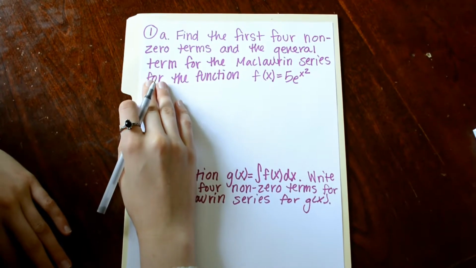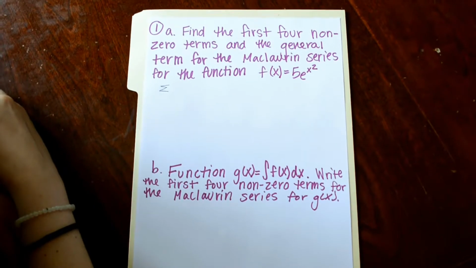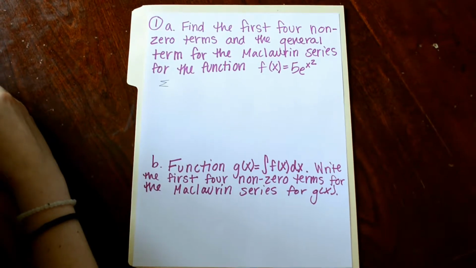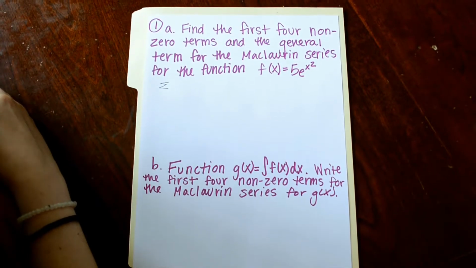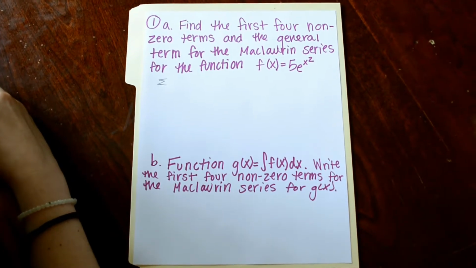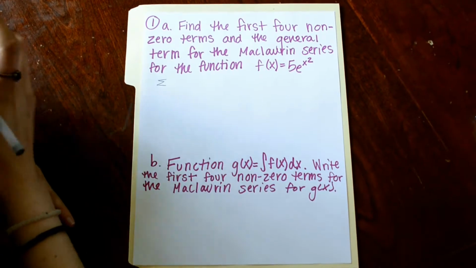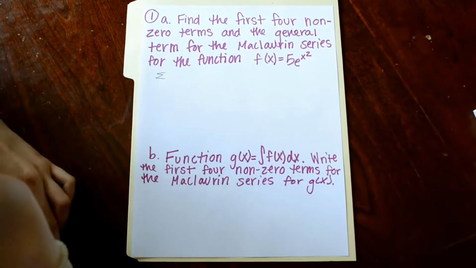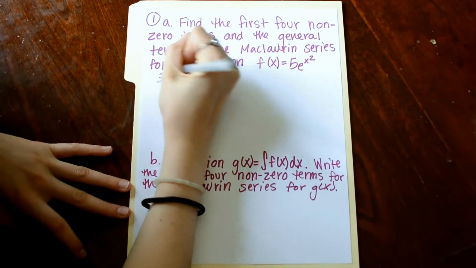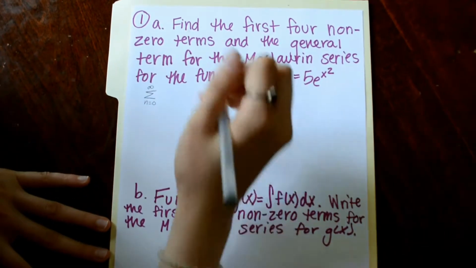Okay, so this is the first problem on the worksheet, and we're going to do it together. Peyton's going to walk you through it. The first part of the problem is find the first 4 non-zero terms and the general term for the Maclaurin series for the function f of x equals 5e to the x squared. The first thing you want to do when solving these kinds of problems is make sure that you know the original series you have memorized. In this one it would be e to the x, and then you would write out the general term and the first 4 terms of the series.